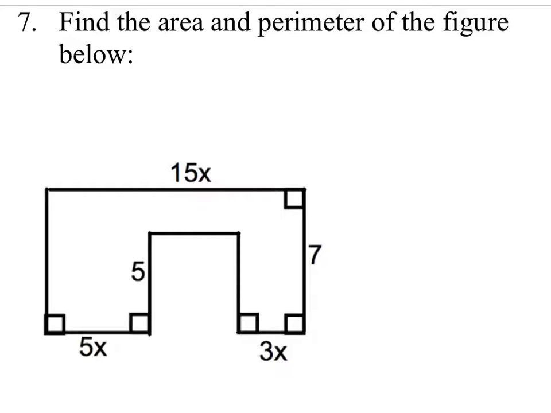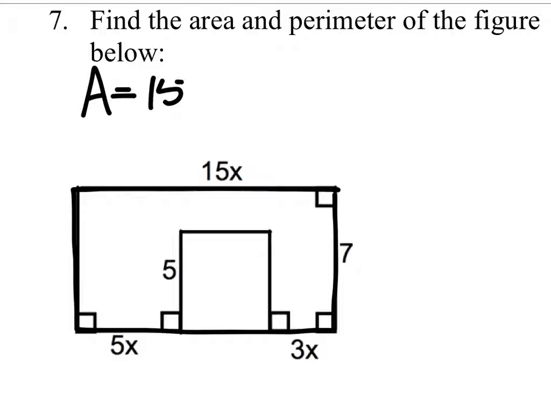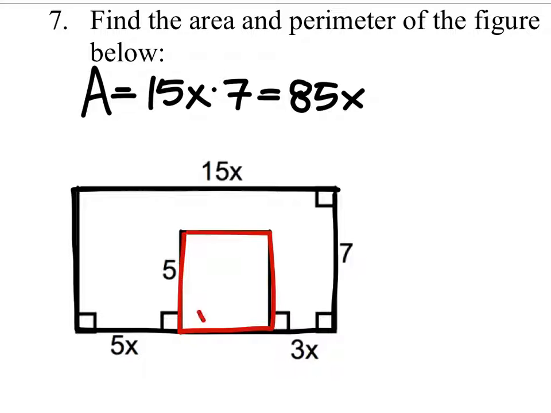Find the area and perimeter of this figure as well. So once again, I'm going to treat this as a full rectangle. So I've got this full rectangle, and its area is 15x times 7 is what it looks like. So that appears to be 85 x's. But we have this rectangle here that we need to subtract off. Its area is 5 times, what's this length?